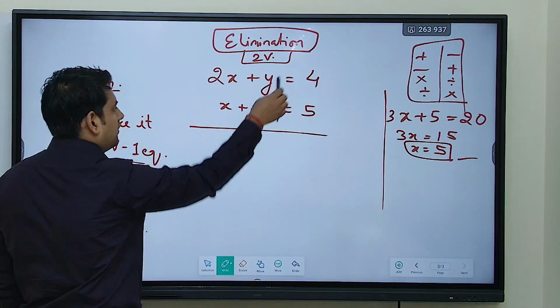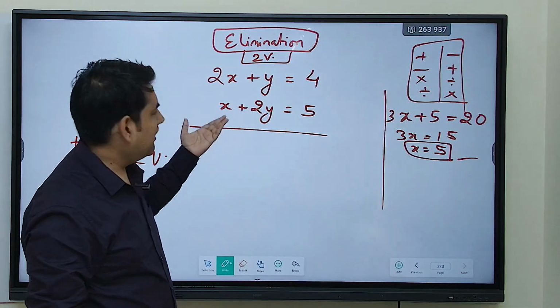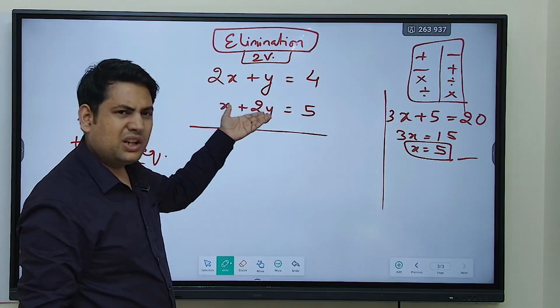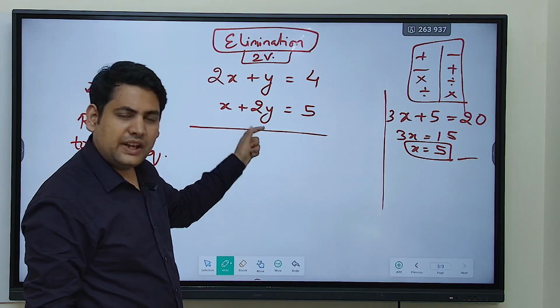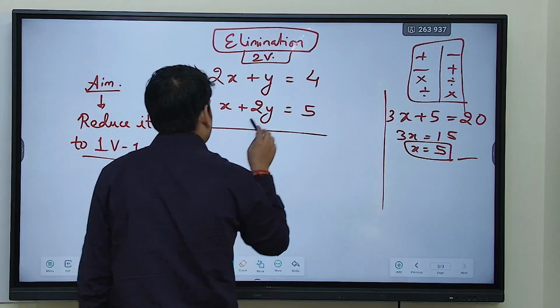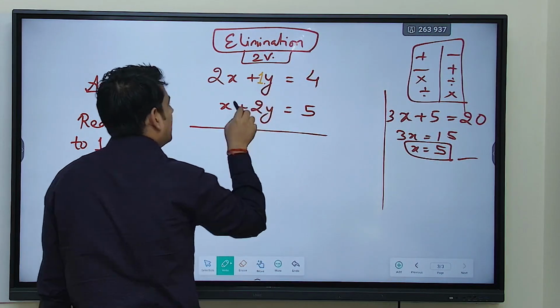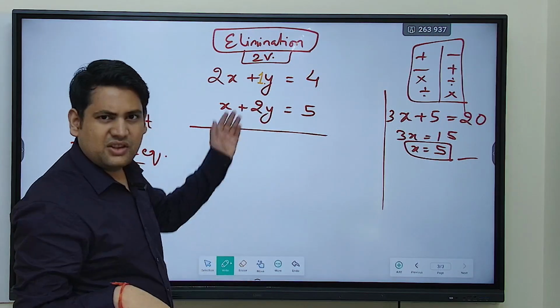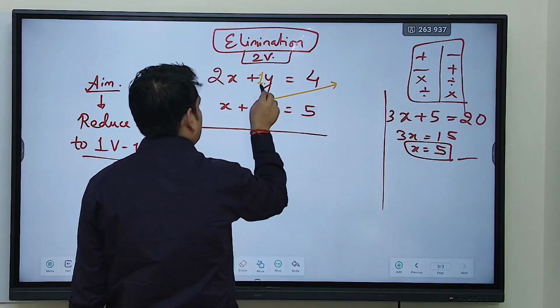See this. Whichever variable you want to eliminate, you may like to eliminate x, you may like to eliminate y, whichever variable you want to eliminate, do this to it. Now if nothing is written here, I can write it as 1 into y. Correct? This is 1 into y. Now let's do it. Just cross multiply like this.